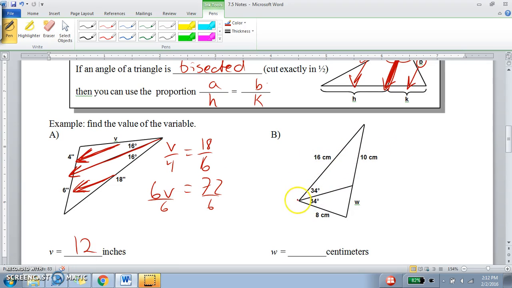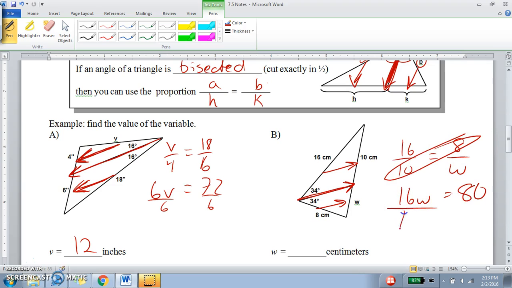Over here, same thing. Angle bisector right here, cutting this into two 34-degree pieces. From here to here, here to here. 16 to 10 compares 8 to W. So cross multiply this. 16W equals 8 times 10 is 80. When I divide by 16, we get that W equals 5.